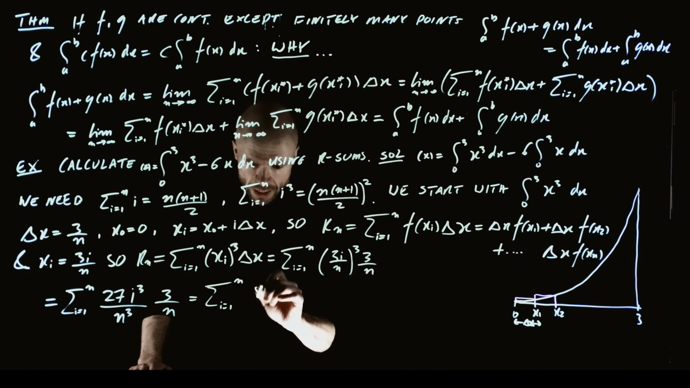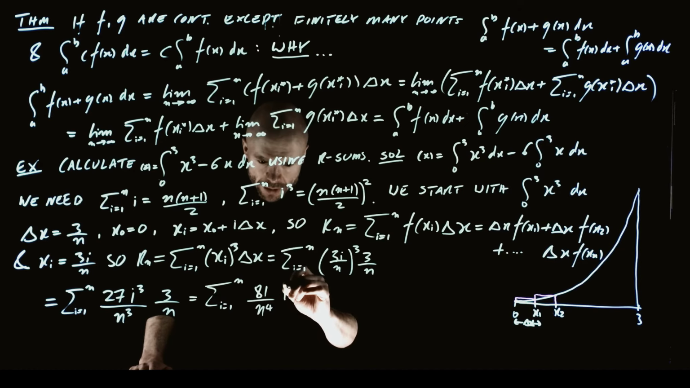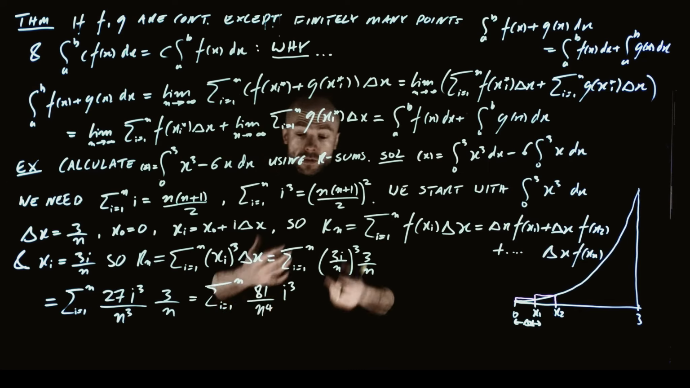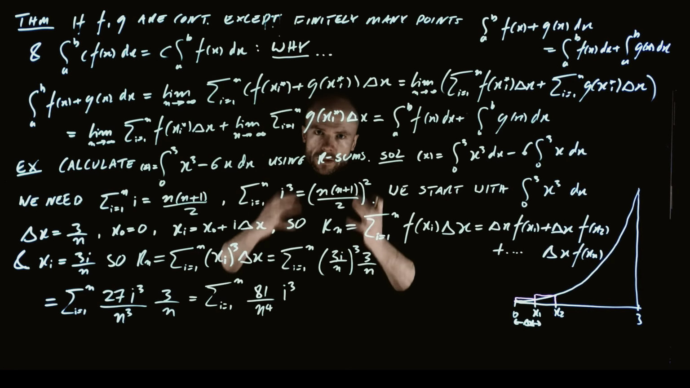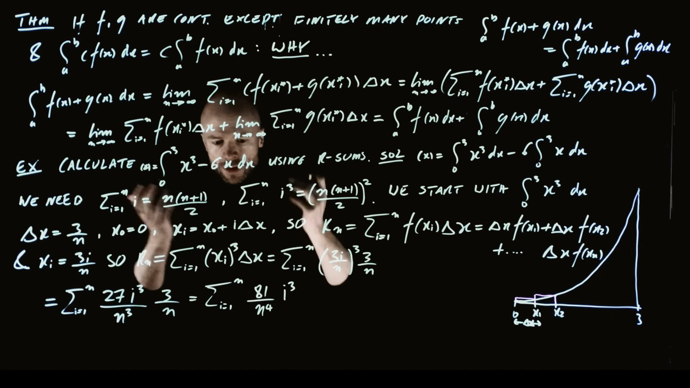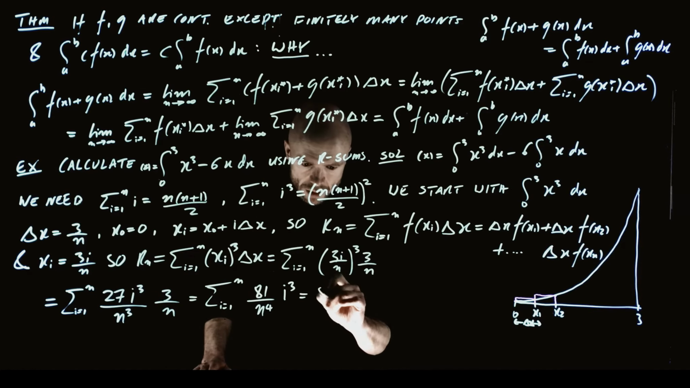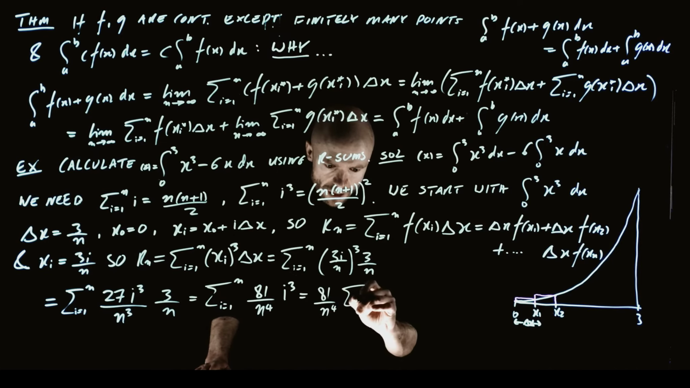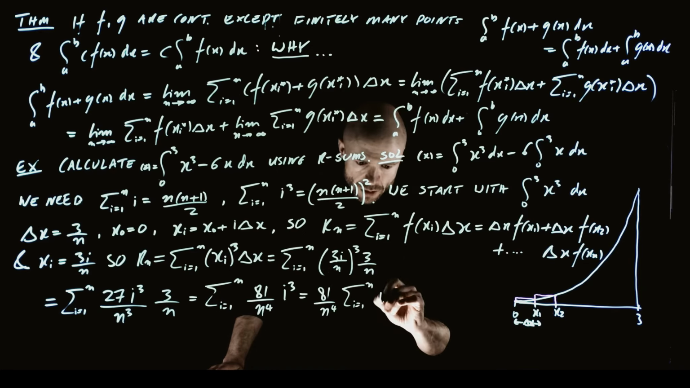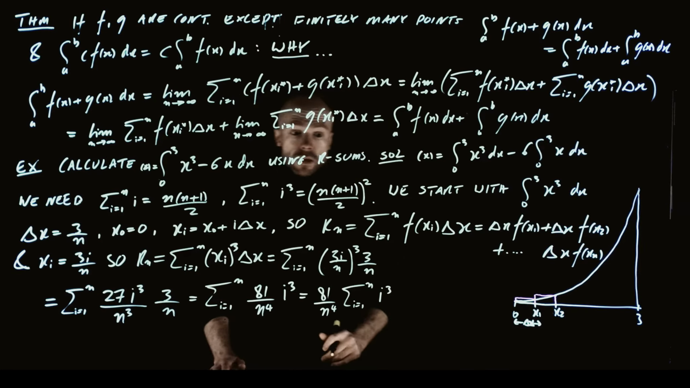Right, so we're going to have 81 over n to the 4 times i to the power 3. And this thing, this 81 over n to the power 4, is just a fixed number now for us, yeah? Because n is just something, so we can pull it out from this sum. So we have 81 over n to the power 4, and then the sum i equals 1 up to n, i to the power 3.